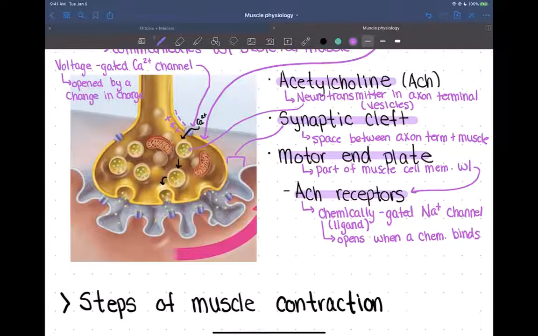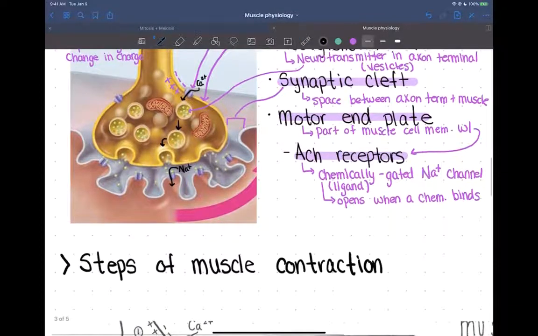So we have our motor end plate here, on our muscle cell. It has acetylcholine receptors all embedded in its membrane. The acetylcholine is exocytosed from the axon terminal, diffuses into the synaptic cleft, and finds a receptor. When it binds to that receptor, the channel is going to open, and sodium is going to rush into that muscle cell. That's going to happen at all of the receptors that are binding acetylcholine.